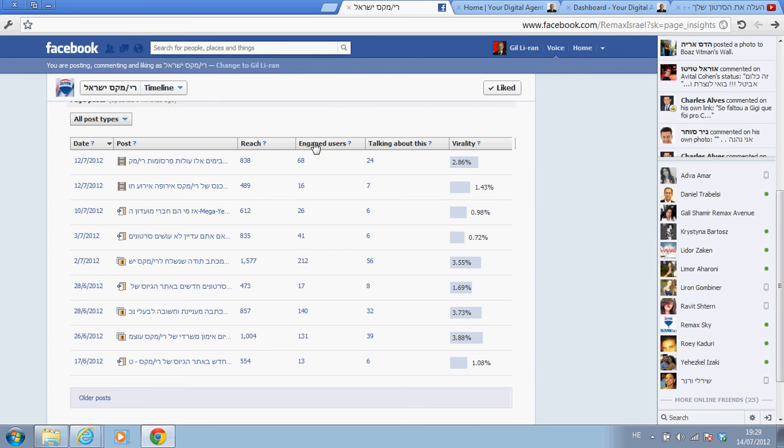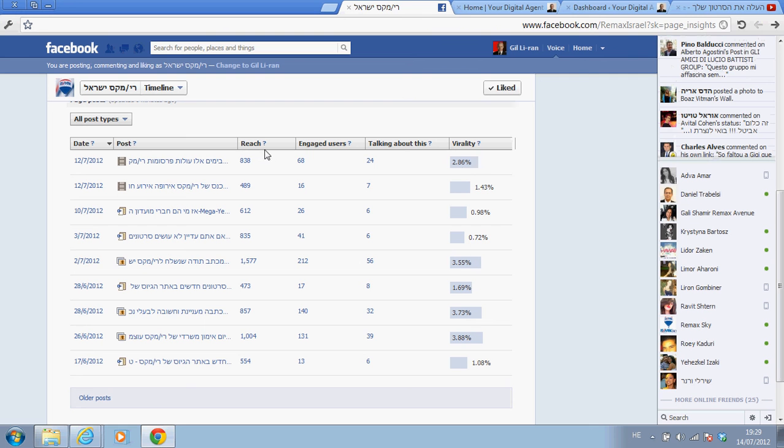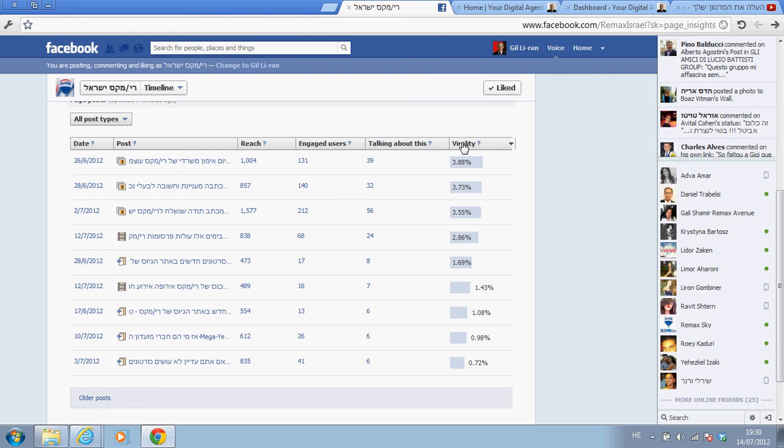I'm going to skip over engaged user for a second, and I'm going to go directly to talking about this. This is a very important statistic. These are all the people who interacted with these posts, which means liked, commented, shared, tagged, whatever they did with these posts. And then you have the percentage, which is the virality. The virality is the percentage of how many people out of the total reach actually interacted with the post. And of course, I'm going to sort it for a second according to virality.